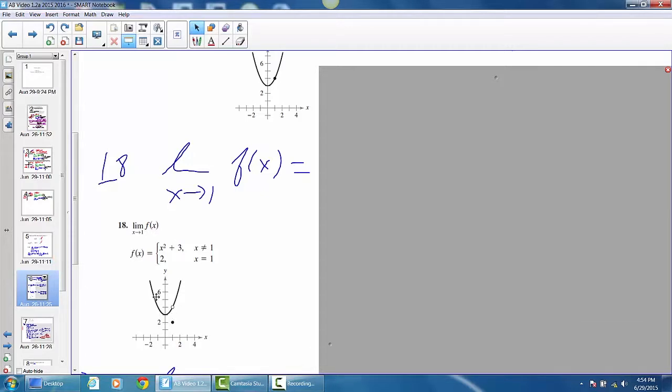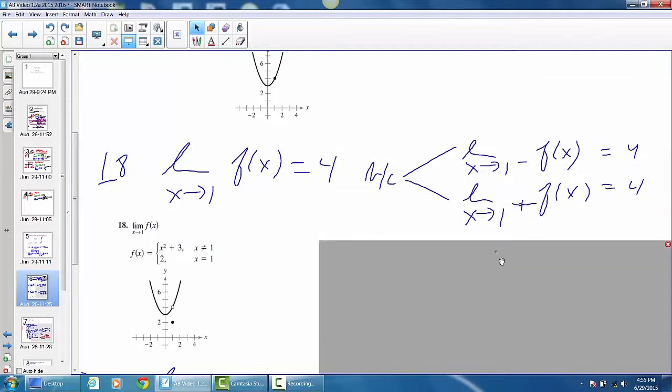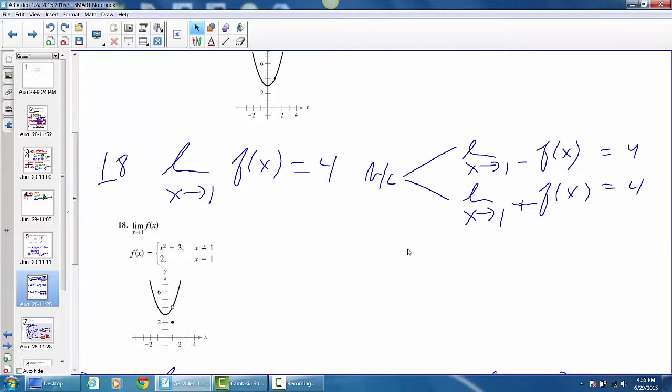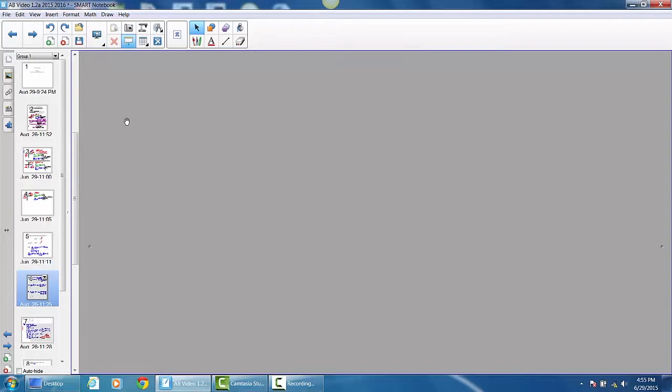So the limit as x approaches 1 from the left is equal to 4. The limit as x approaches 1 from the right is equal to 4. You will notice there is a point here, but we don't care about that point because that's what's happening at x equals 1. We're not interested in what happens at x equals 1, only near x equals 1. So again, the answer will be 4, and the reason is because the two one-sided limits are both equal to 4.